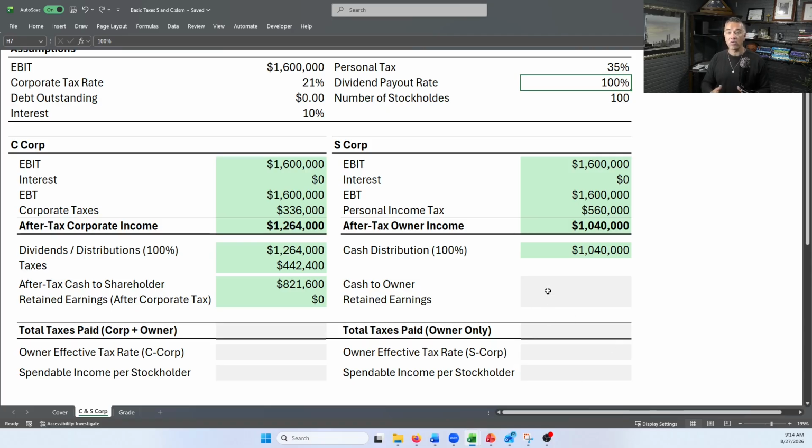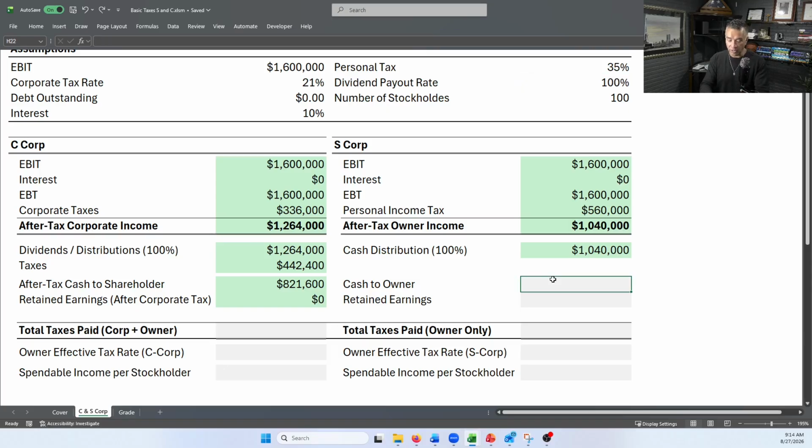High-tech stock, high-growth stocks do not pay dividends. They reinvest 100%. And as you can see, the personal income tax, right? On an S Corp, if you're a high-growth company and you're reinvesting it, look what you're doing. You're paying 35% into the taxes when the corporation is only paying 21.